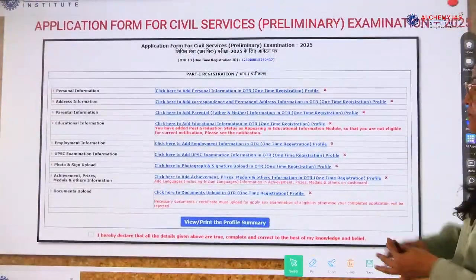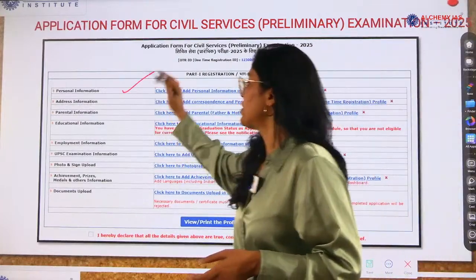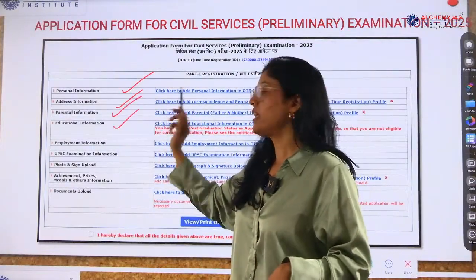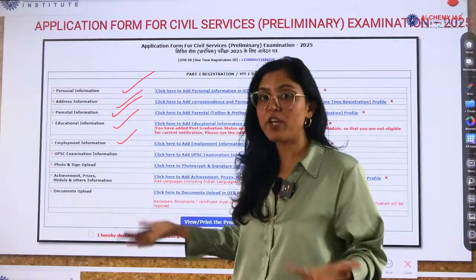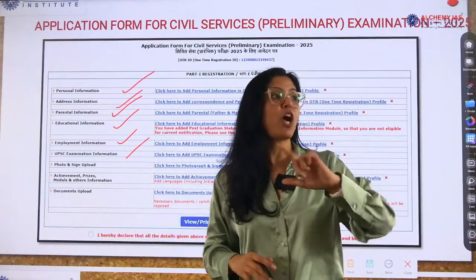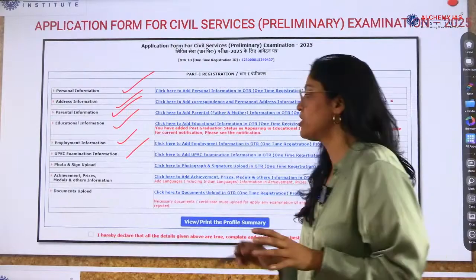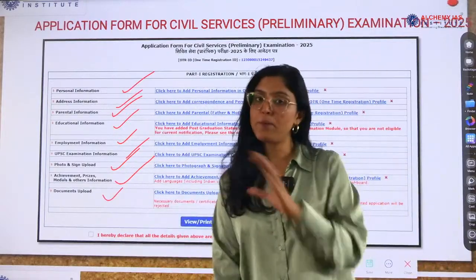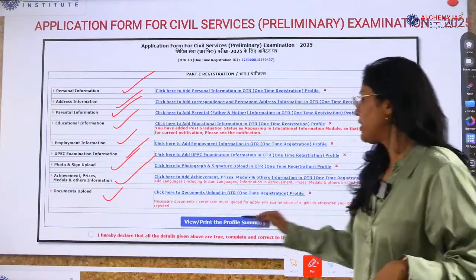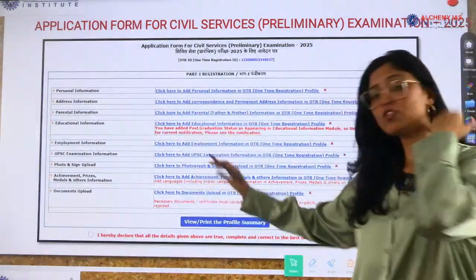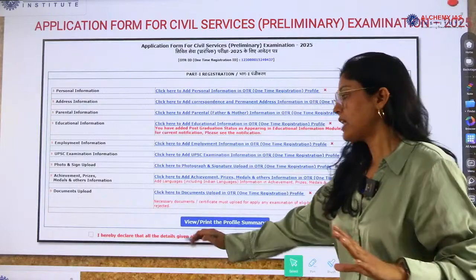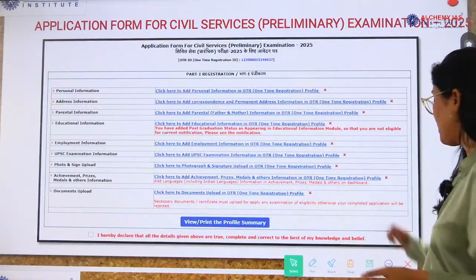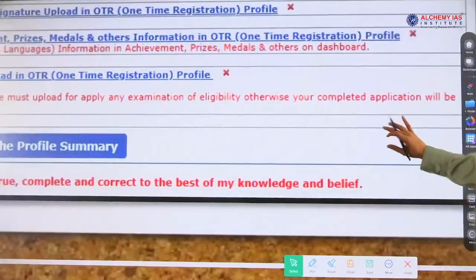Now, next is what? See, personal information, these are the steps that we have followed. Personal information done, address information done, parental information, educational information, employment information we have already discussed, UPSC examination information, how many attempts were given, how many examinations did you appear, photo and signature upload, achievements, prizes, medals and everything, and document upload. So, these are the steps. Now, view and print the profile summary. Okay. So, you will be viewing and preview is there. Next is, I hereby declare that all the details given above are true, complete and correct to the best of my knowledge. So, you have to click this.